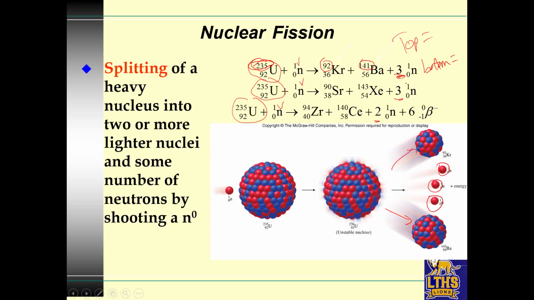Okay, so that's one way you can tell. If I give you, oh, what's the missing one right here? You can figure out what it is by what's the top number, what's the bottom number, and the periodic table will tell you the bottom number. But again, nuclear fission, neutron for a reactant, and neutrons for products. Okay, that's it.